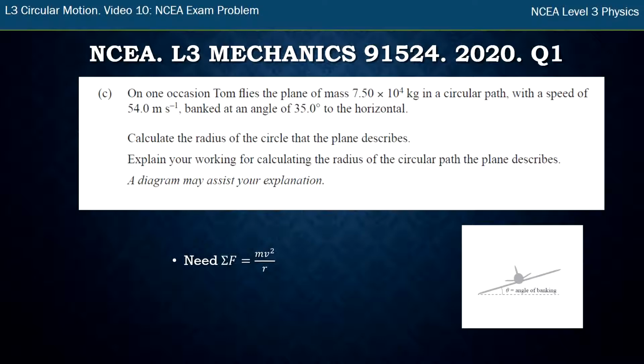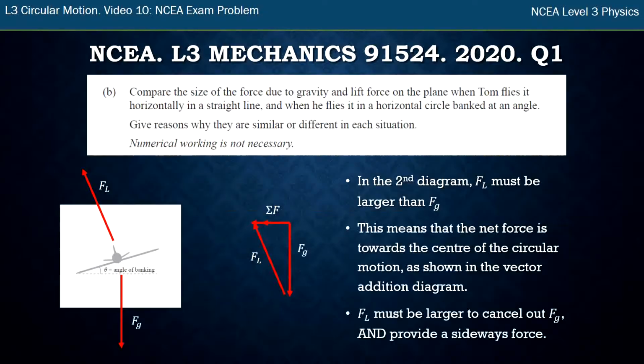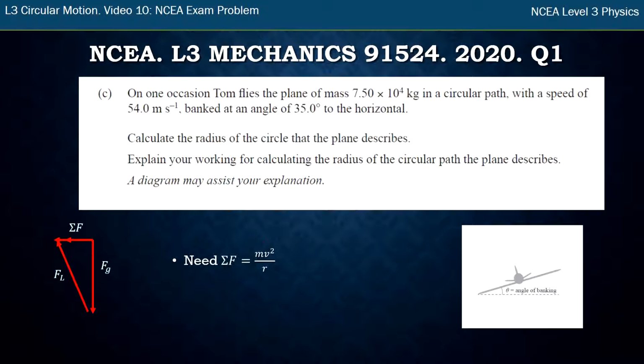So I need to find the radius, and the only thing with circular motion that I've got that has a radius in it is my total force formula. So I need to find the total force. How do I find that? Well, I'm thinking I'm going to use this diagram. So this will be part of my answer, I'd redraw it to make sure that the examiner knows. And it's at 35 degrees.